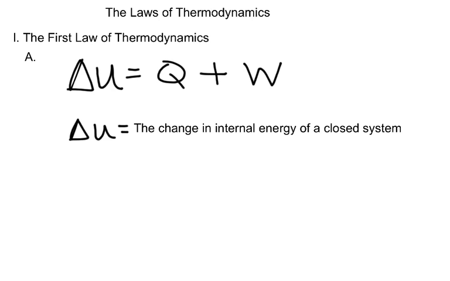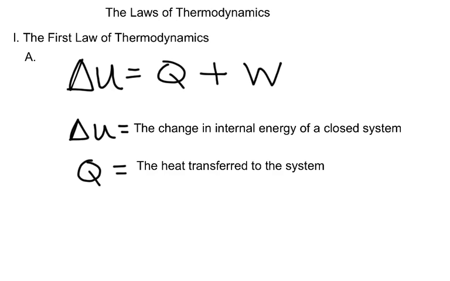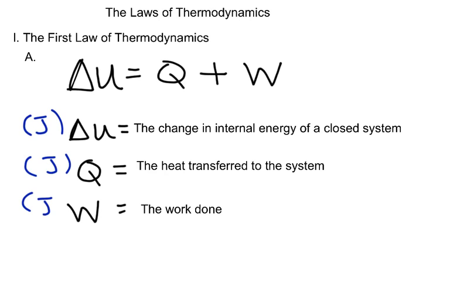So again, delta U is the change in internal energy of a closed system. Q is the heat transferred to the system. And lastly, W is the work done on or by a system. All of these terms, change in internal energy, heat, and work, are in the unit of the joule, the SI unit for energy.